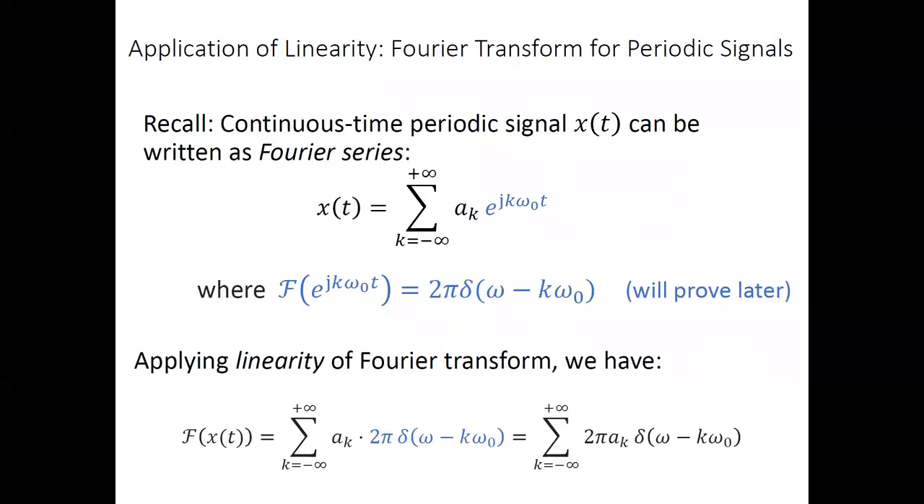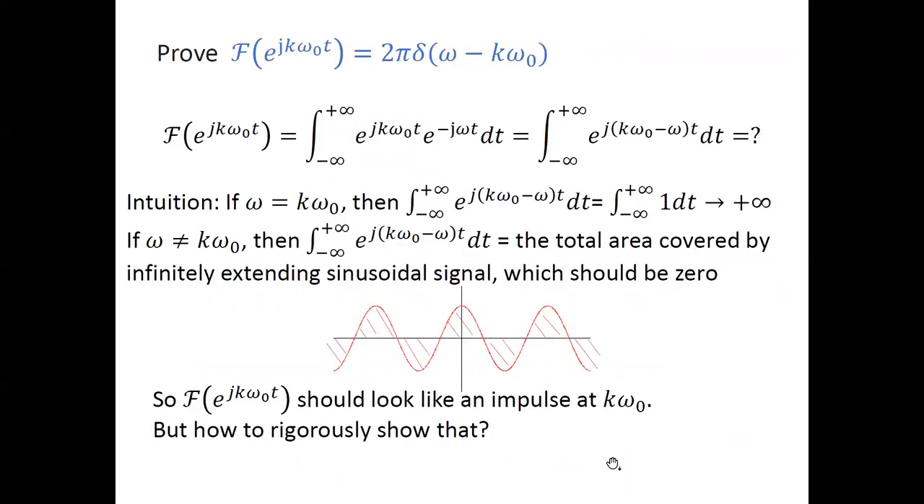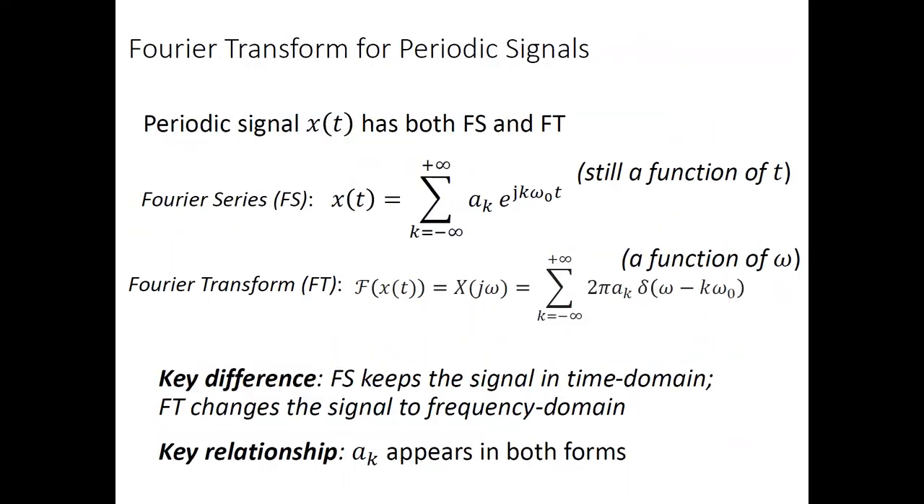And then we prove this result, we can feel safe to apply it to the Fourier series of x of t to get the Fourier transform of x of t. So just in case you feel confused about the relationship between Fourier series and Fourier transform, I put them together on this slide. We are given a continuous time periodic signal x of t.